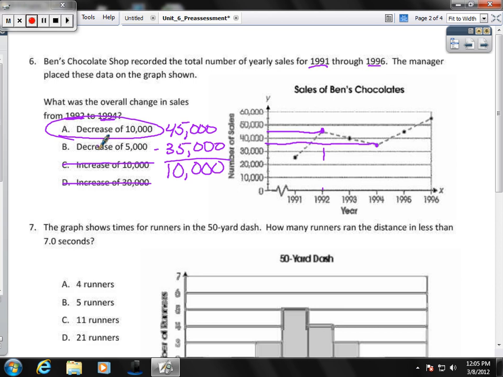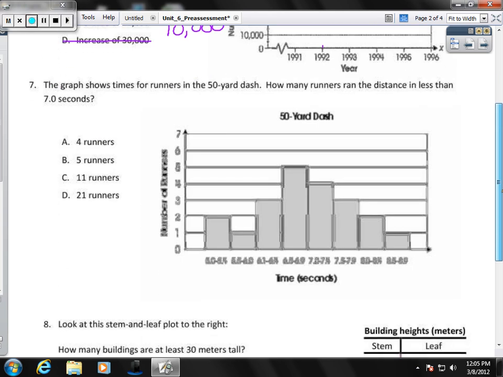Yes, sir. 45 minus 35, I got it. Well, yes, it is. 45 minus 35,000 is 10,000. I know, but we understand. Stop being so specific. All right, here we go.